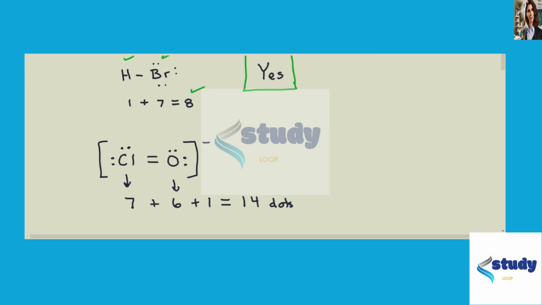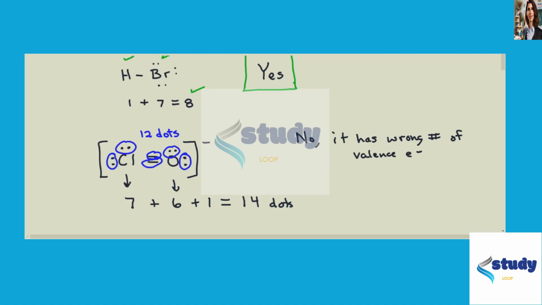Counting our dots, we see that we have 2, 4, 6, 8, 10, and 12. There are only 12 dots in this structure. So this is a no because it has the wrong number of valence electrons. And the correct number that we calculated is 14. All right, that would be the final answer for this one.